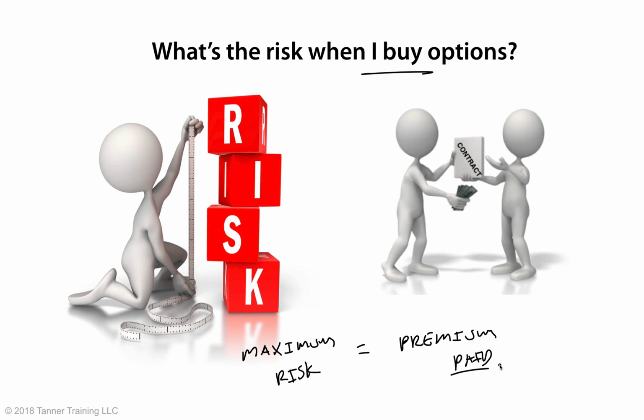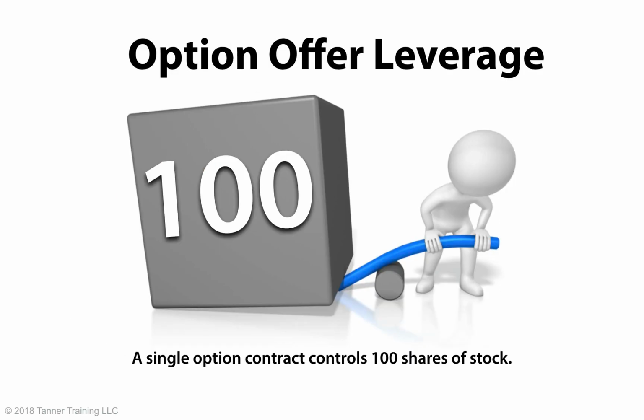Now, there's much more we'll use these options for. We'll use them to hedge risk. We use them opportunistically. But this is, again, just the basics of what an option is. And in the UK, there's a little bit more leverage than my home country, the United States. But here's what's really fun. A single option contract controls 100 shares of stock. A single option contract means 100 shares of stock.